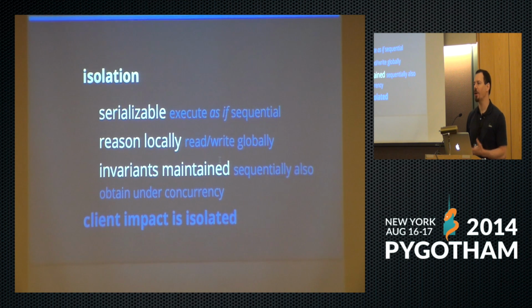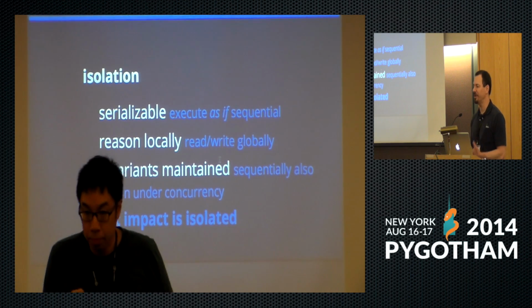And this is a really powerful property because it allows you to reason locally even though your clients are reading and writing globally. And by locally, I mean when you're writing code local to a specific transaction or function. So this means that any invariants that are maintained sequentially in your function are guaranteed to still obtain under concurrency. So the impact of any particular client is isolated.